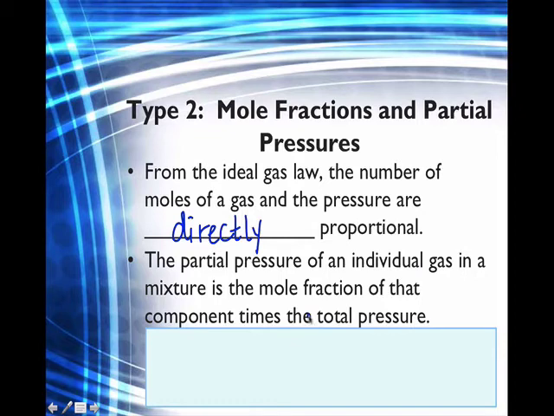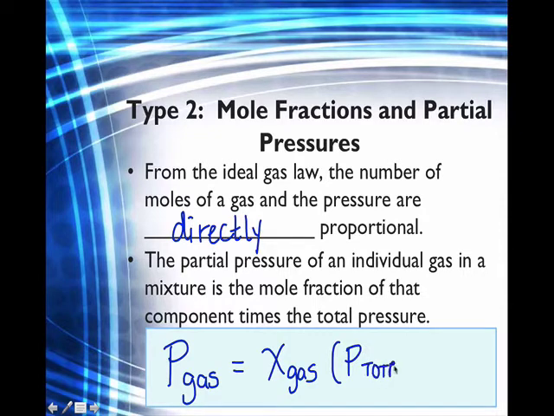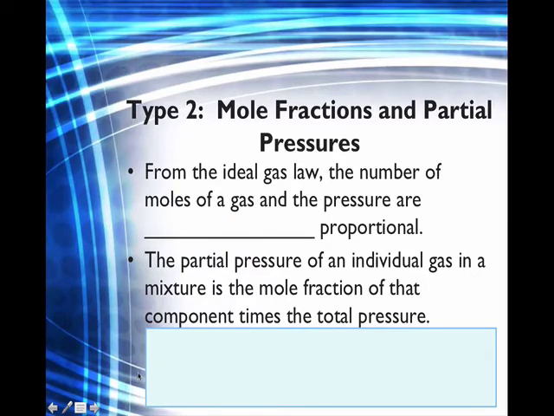And the partial pressure of an individual gas in a mixture is the mole fraction of that component times the total pressure. That sounds confusing, so we're going to write a little formula here. If we're looking for the partial pressure of some gas in a mixture, we can take the mole fraction of that gas and multiply it by the total pressure. So we take the mole fraction of the gas and multiply by the total pressure to get the partial pressure of whatever gas we're focusing on.